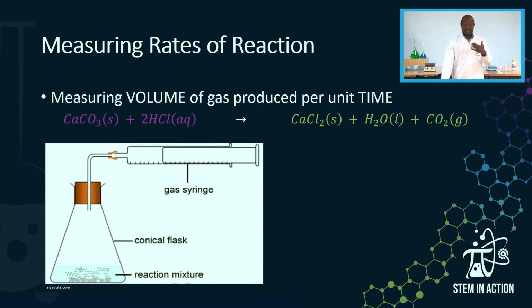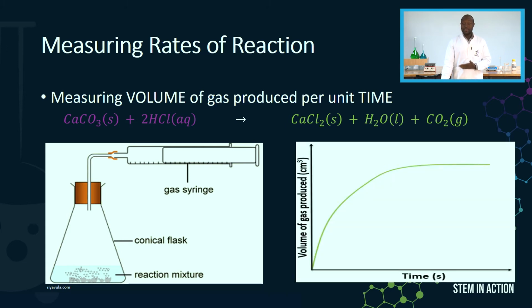And once the reaction starts, the gas being produced, which is our carbon dioxide, is going to accumulate on top of the reaction because it's a gas, and it's going to move up the syringe, and it will begin to push the syringe to the right, and we can begin to record the volume of gas produced. So over time, obviously, we have to do this reaction with a stopwatch so that we can measure the time, and we'll get a graph such as this one.